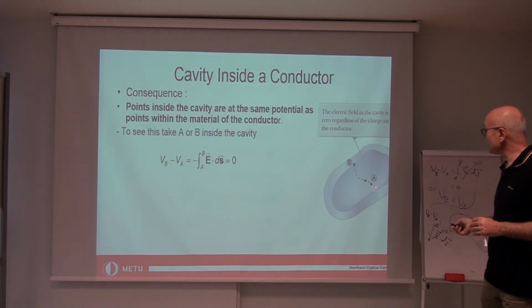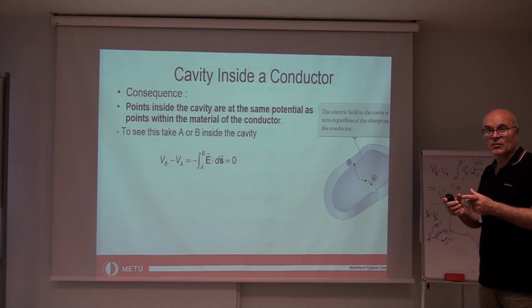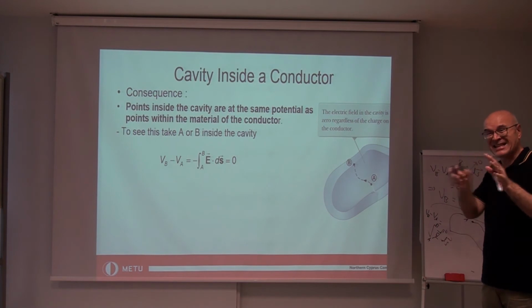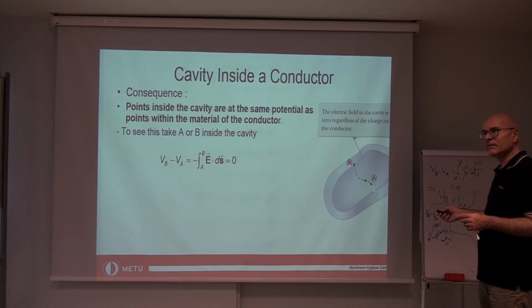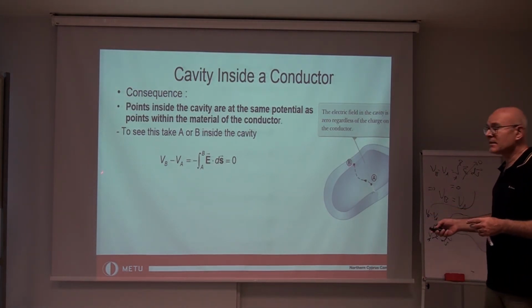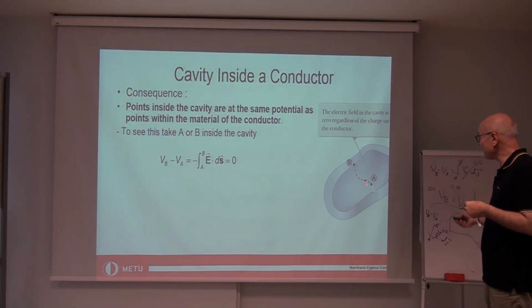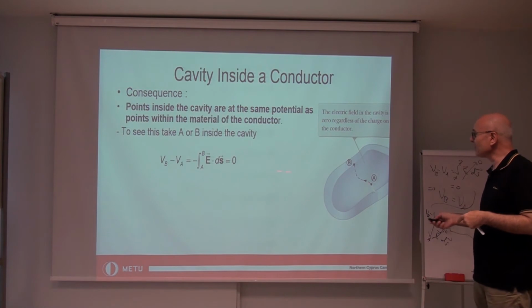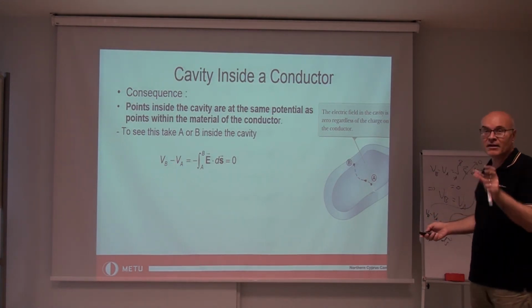To see this, take A, for example, to be within the cavity. So A now is not in touch with the conductor. It's a point in the space inside the cavity. Consider this integral. Keep B at the surface, if you like. Now, when I'm considering this integral, I know that the electric field along this path is equal to 0, as I have just proven. Therefore, this integral is equal to 0. And therefore VB minus VA is equal to 0, and B and A are at the same potential.